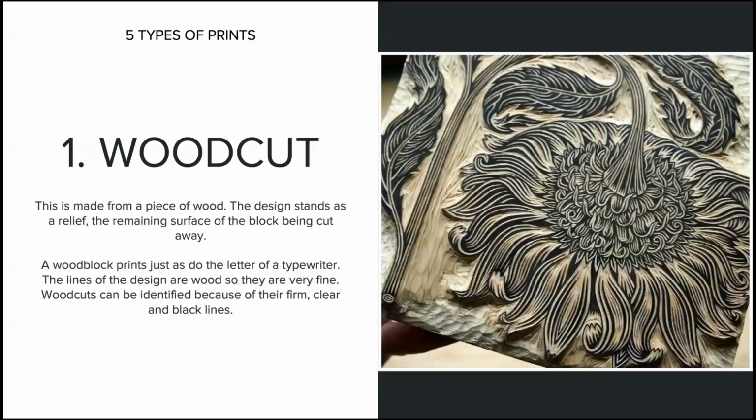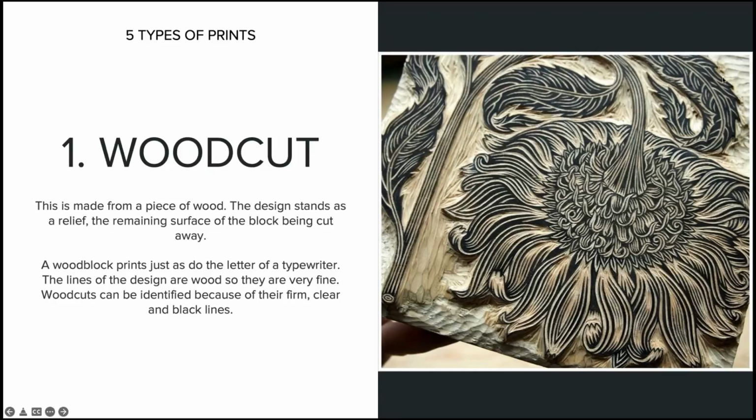So we have the first one, which is the woodcut. What is this woodcut? An example is this. This is made from a piece of wood. The design stands at relief, the remaining surface of the block being cut away. So a wood block prints just as do the letters of a typewriter. The lines of the designs are wood, so they are very fine. Woodcuts can be identified because of their firm, clear, and black lines, as we can see in this example.